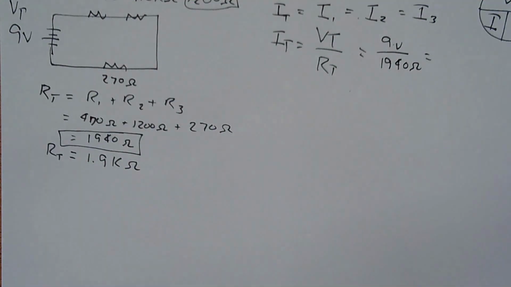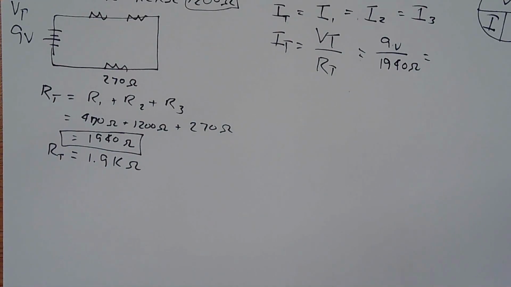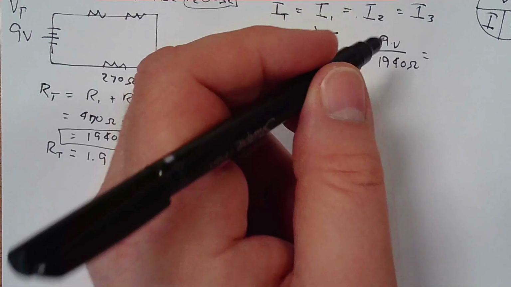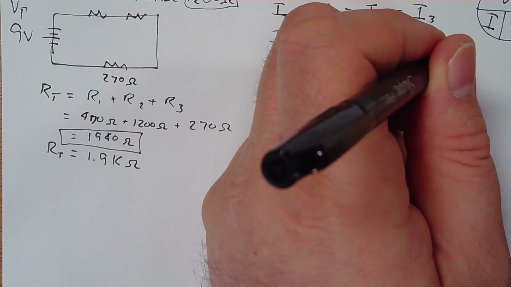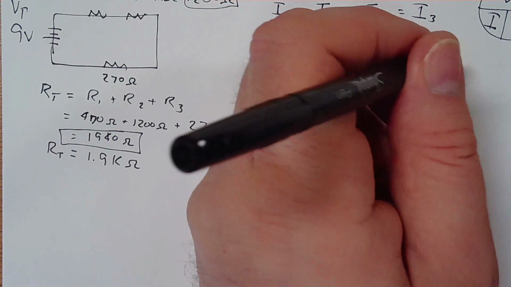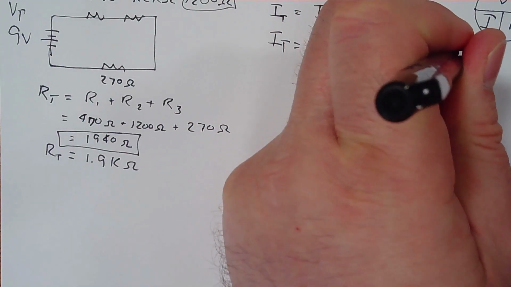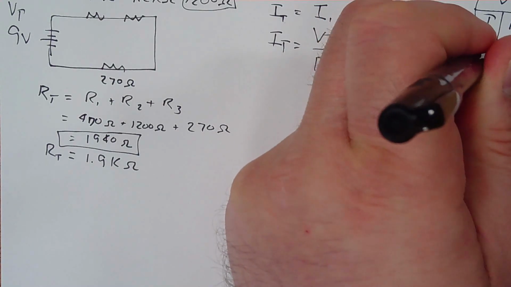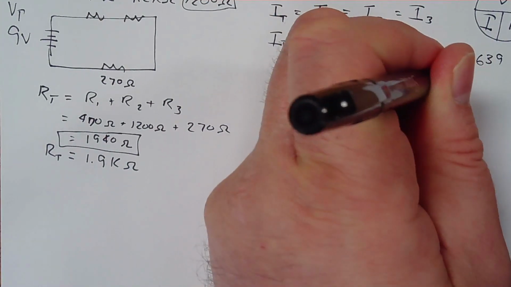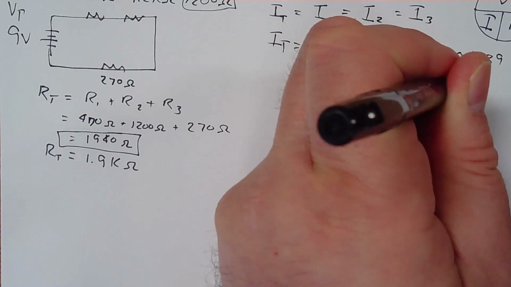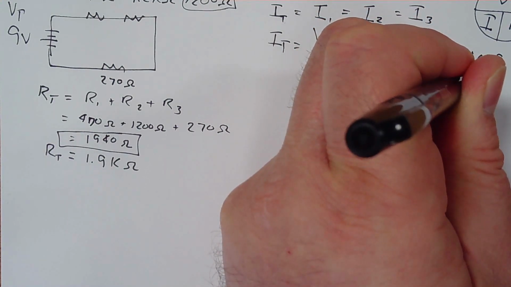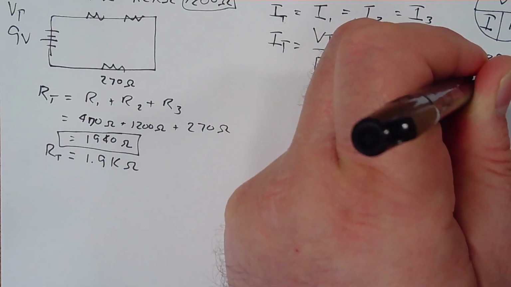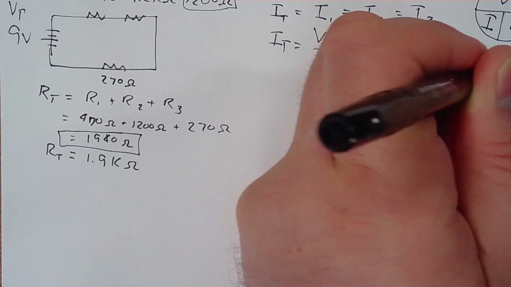I've got that still in there, so I'm going to memory store that. 9 divided by memory recall, and that's going to give me 0.004639, or 4.64 milliamps.